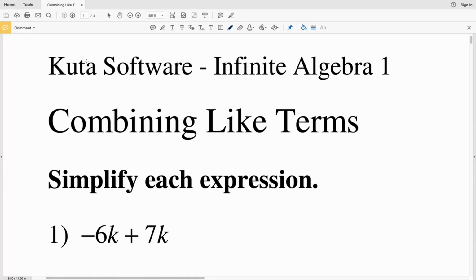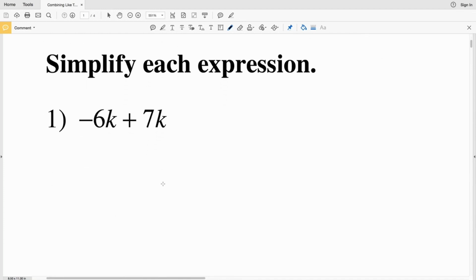In this video, we're going to go over the Kuta Software Infinite Algebra 1 Combining Like Terms worksheet. I'm going to go over the practice problems number 1 through 20.